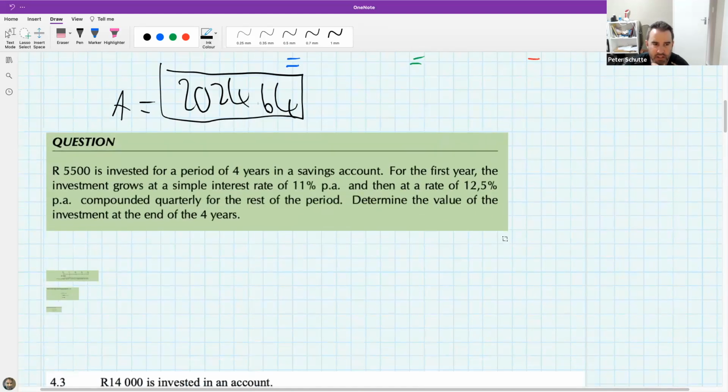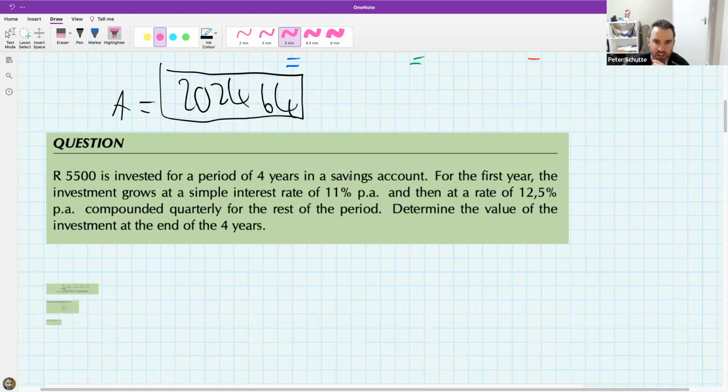Now, this one is slightly different because it actually uses simple interest to start with. So it says you've got this amount of money and it's invested for 4 years. So your T0 and T4 are there. But what happens next is for the first year, the investment grows at simple interest rate of 11% per annum. And then at a rate of 12.5% compounded quarterly for the rest of the period.